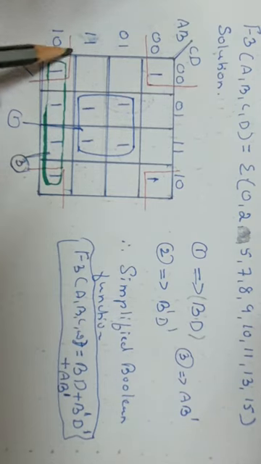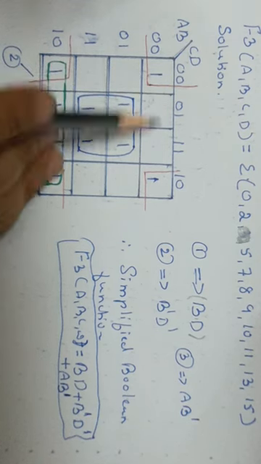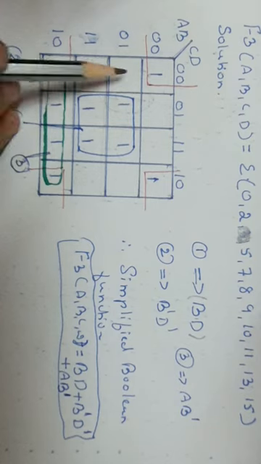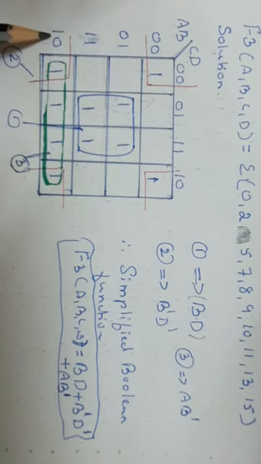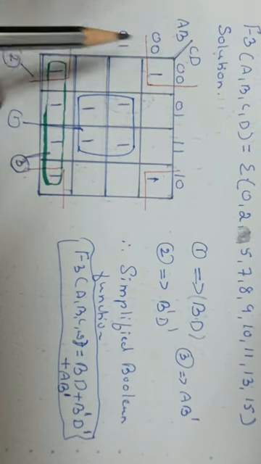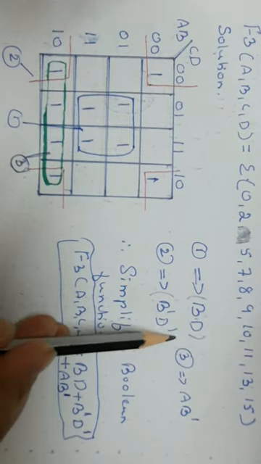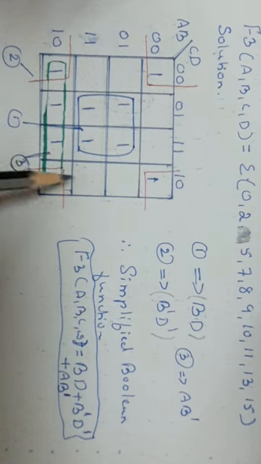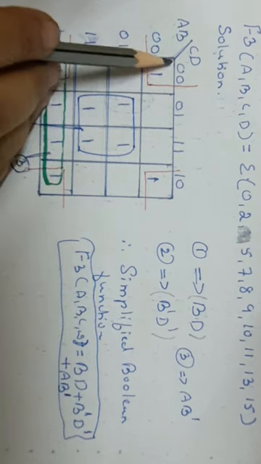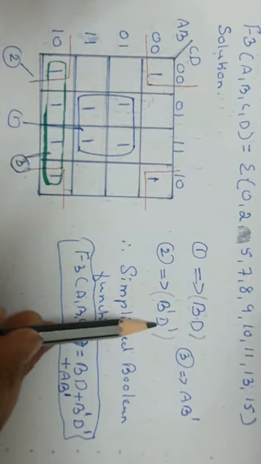Next, for the second group. This is the corner ones, that is the second group, which we have shown with the red mark here. 1, 2, 3, 4. These four ones: these two come in this row, these two come in this row. Hence, they are covered in this row and this row, 0, 0, 1, 0. This 0 and this 0 are common, which corresponds to B, that is B dash we have written. Next, these four ones are covered in these two columns. Here 0, 0, 1, 0. This 0 is common with respect to D, hence D dash.